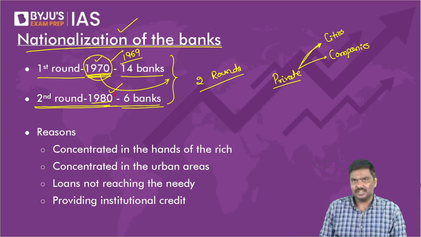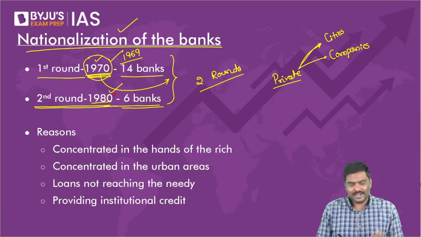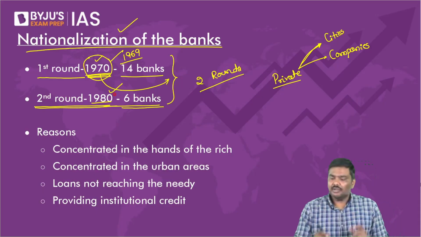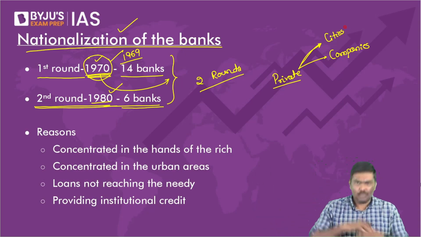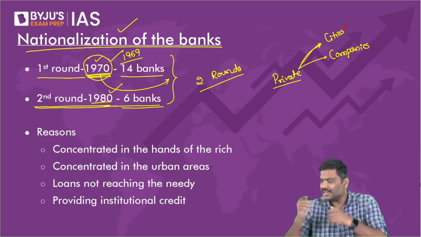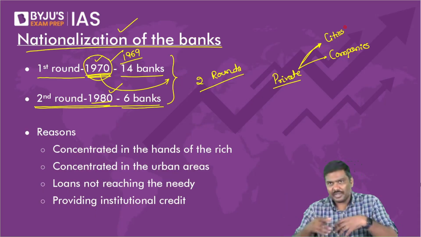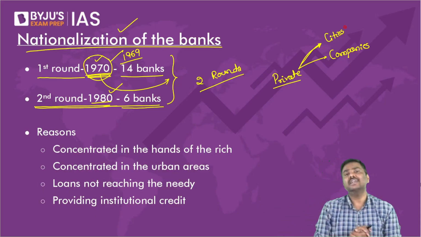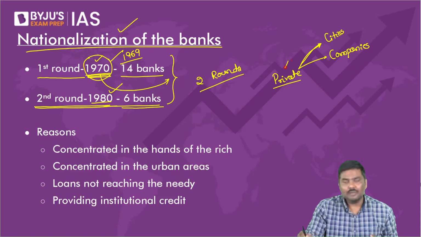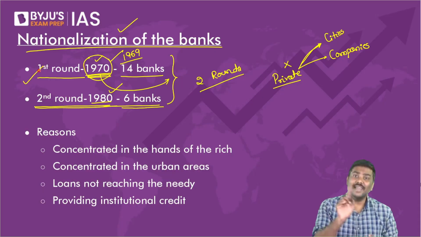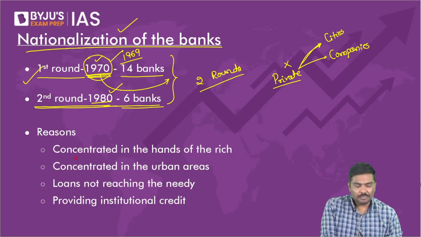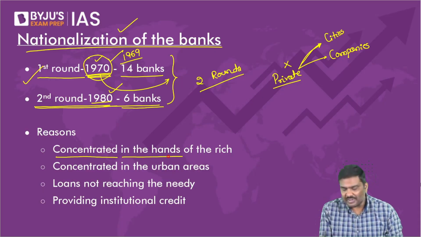Now, look at the situation. You're talking about the 1970s and 1980s. The Government of India decided we should ensure that more loans are given to the poor population in India. More loans should be given to the agriculture sector. More loans should be given to weaker sections of society. That will not be done by private sector banks. So that is the reason the Government of India went for nationalization.